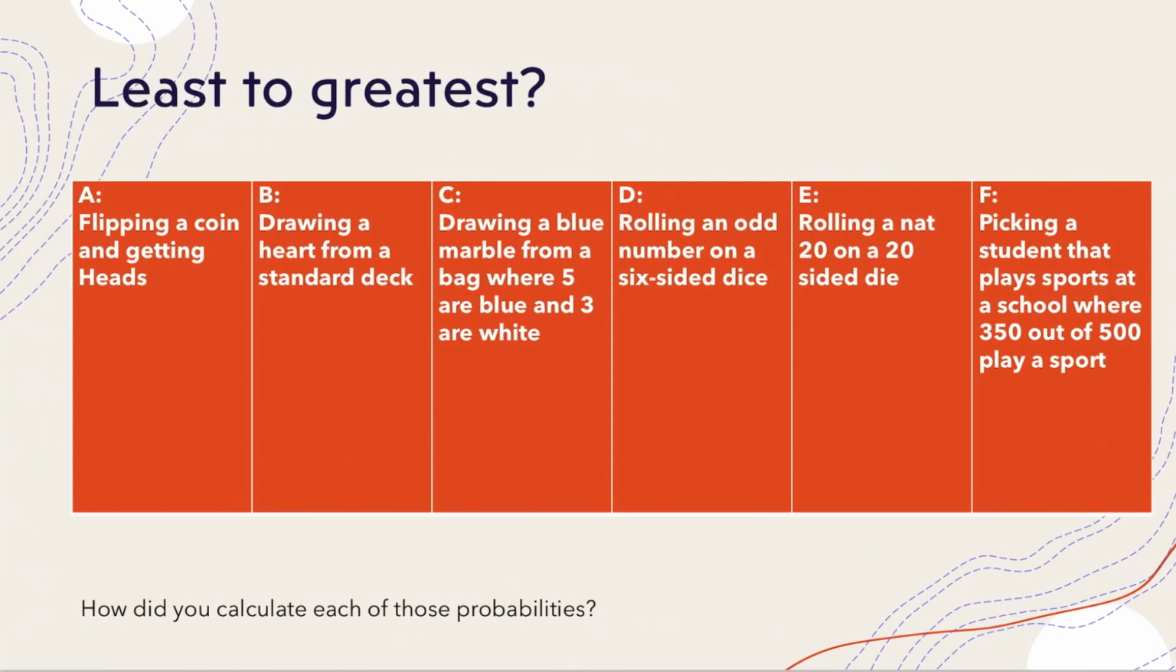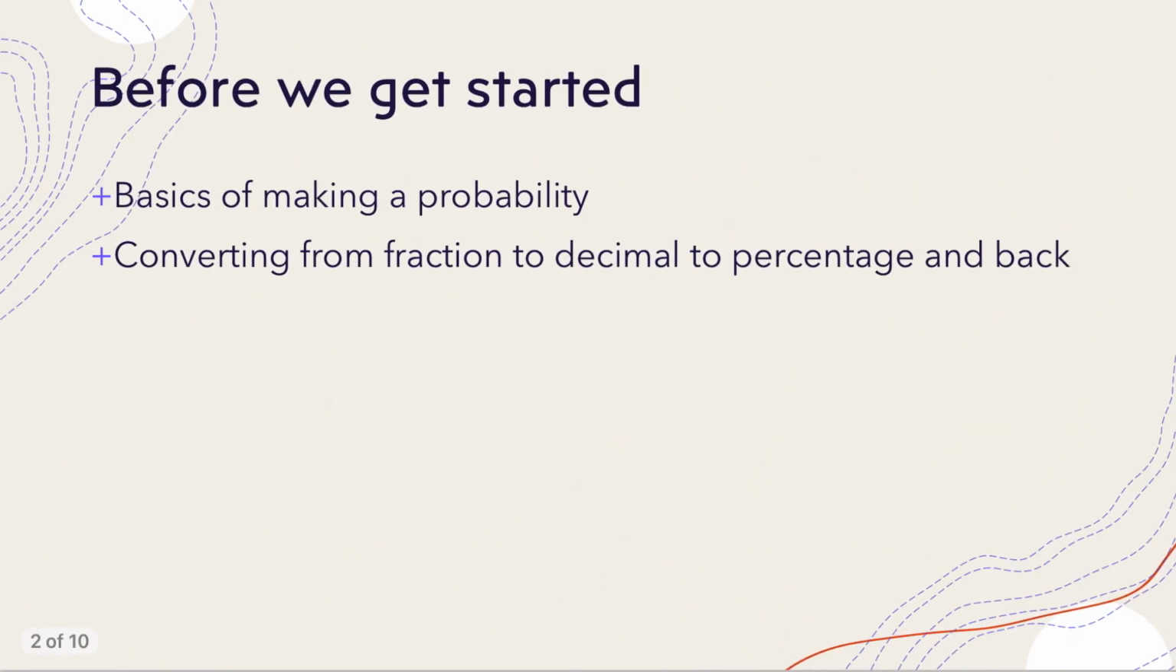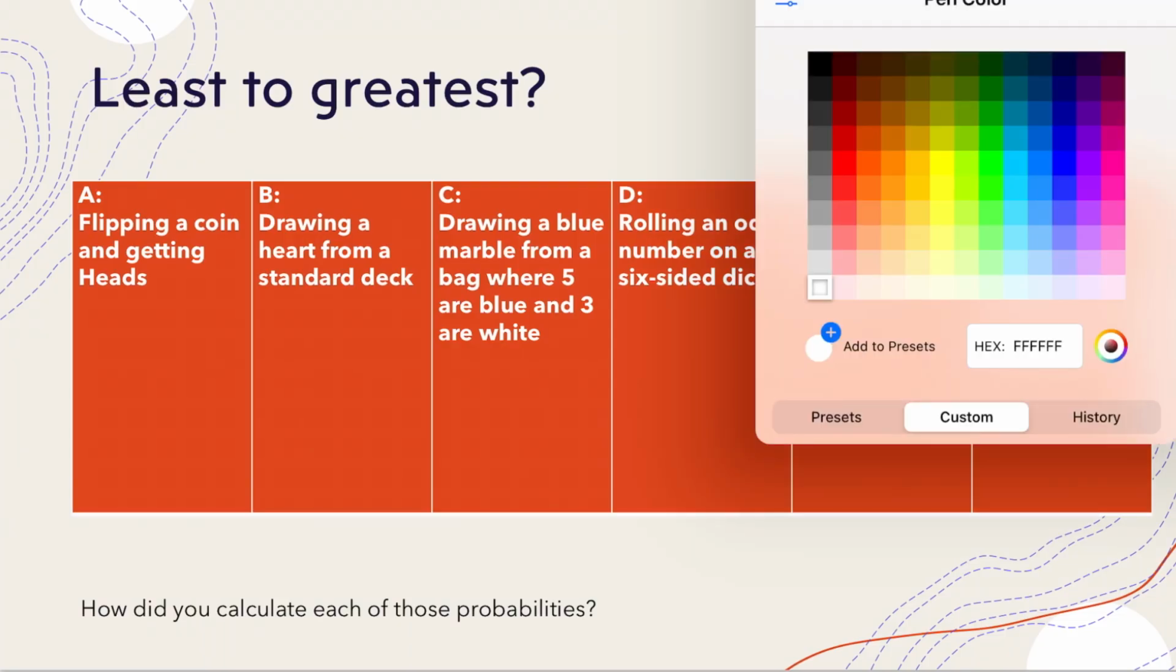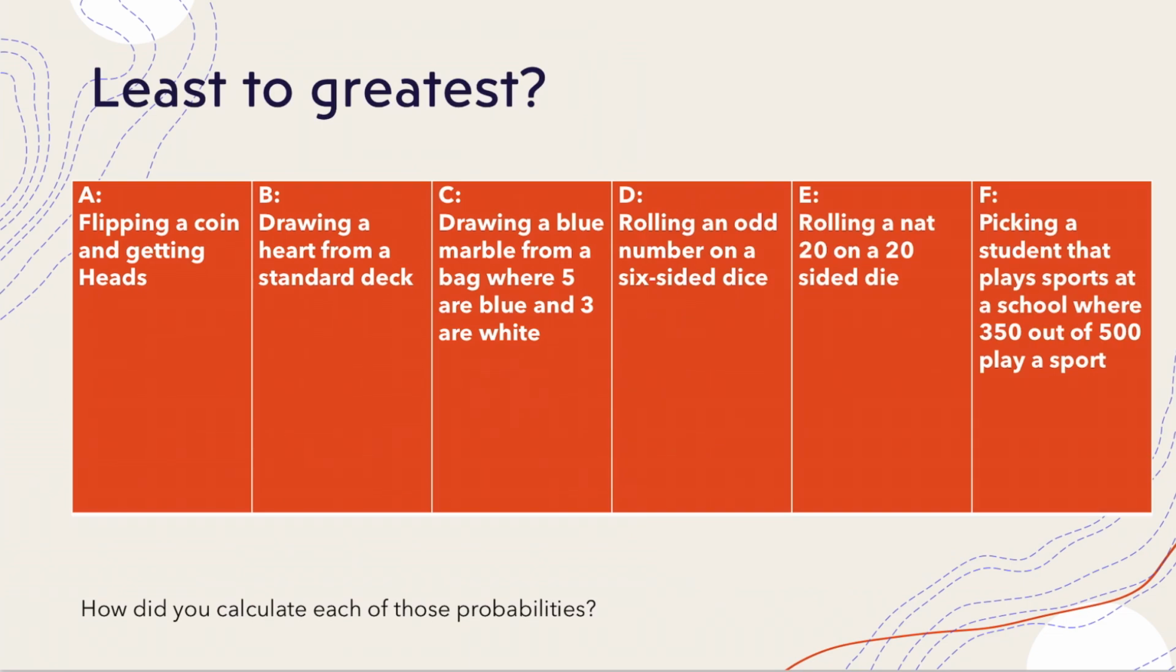So just to review a little bit, going back to when I said basics of making a probability, let's arrange these from least to greatest. I'm going to change this to a white marker. Here we go. So let's say we have flipping a coin and getting heads. That would be 1 out of 2 because there's 1 out of 2 possibilities, right? Or 50%. Drawing a heart from a standard deck, that would be 1/4 because there's 4 suits and heart is one of those suits. That would be 25%.